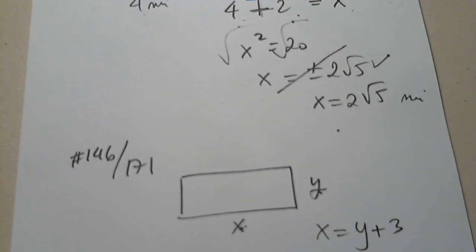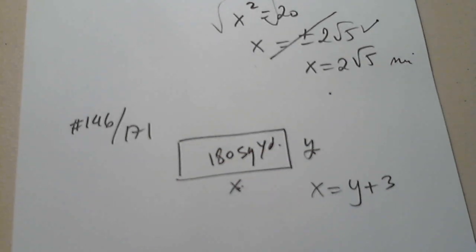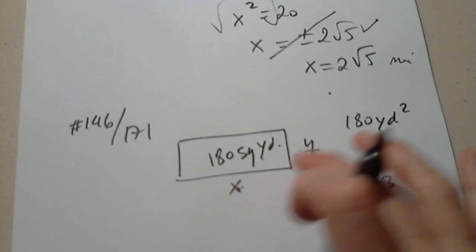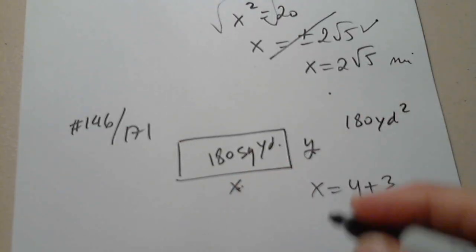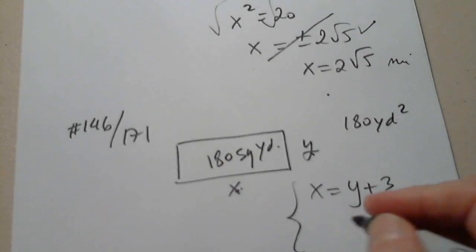The area of the parking lot is 180 square yards, or yards squared. Good. So I'm given a second equation. How do I write the second equation? I have two variables. I need two equations. Find the length and the width. Is it x times y equals 180? That's it.